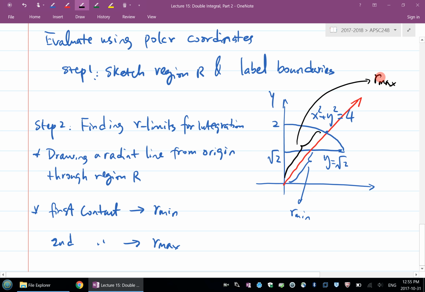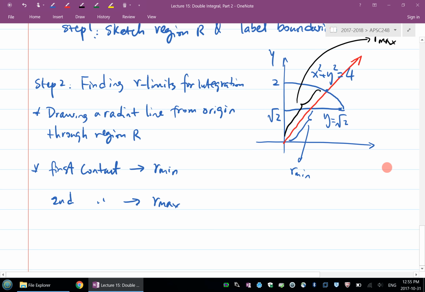It has to be referencing the polar coordinate system. So r min, r max. This is sometimes what really troubles some students here. How do you find this kind of r min and r max? Let's look at the easy one here. What's r max? What is the value of r max?